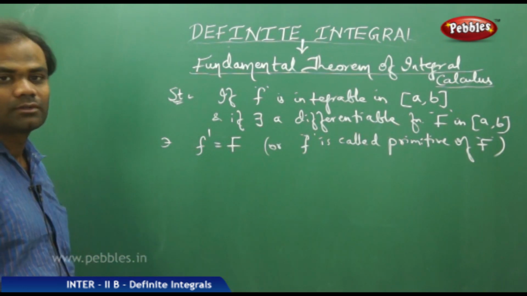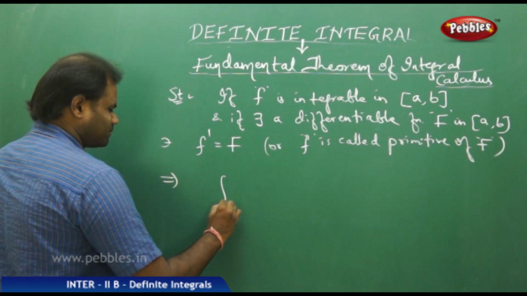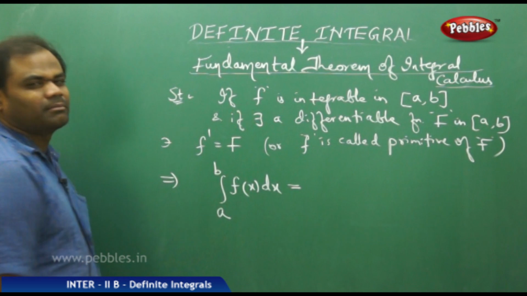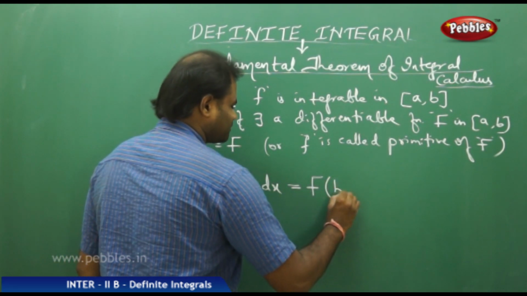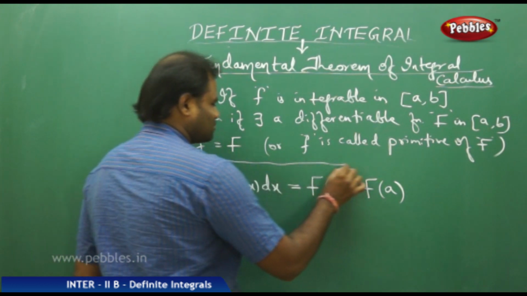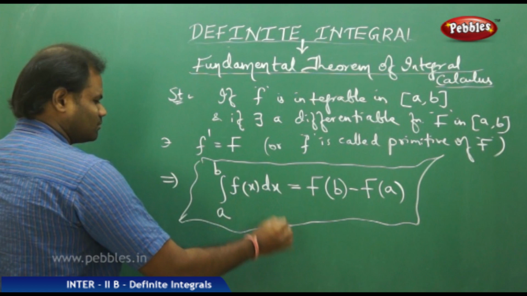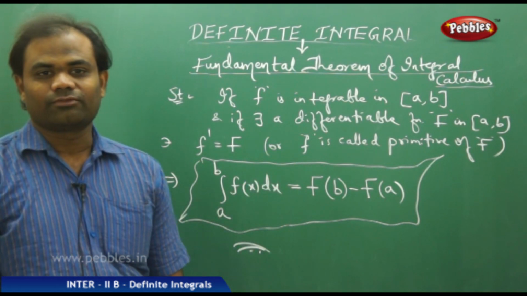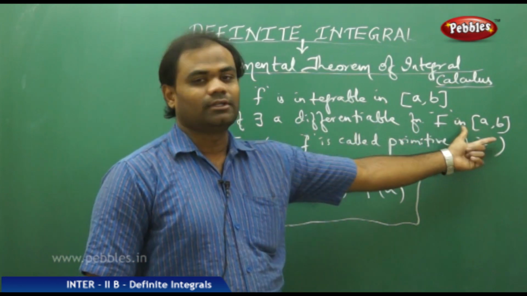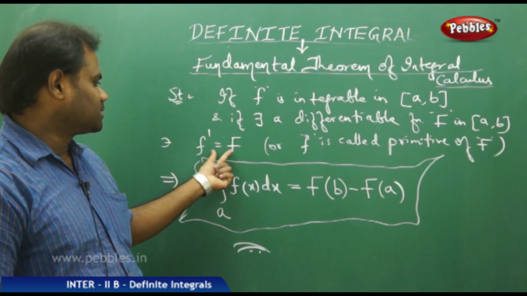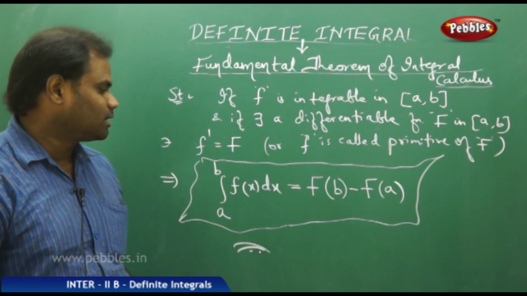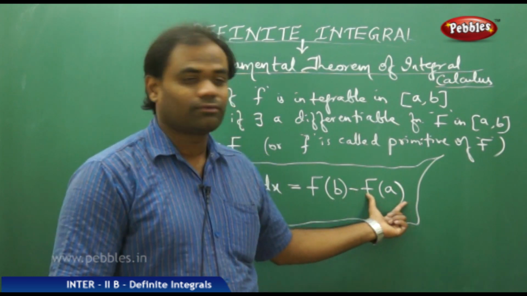Then in this case we say the definite integral from a to b of f of x dx is given by the formula F of b minus F of a. This is how we define the fundamental theorem of integral calculus, which is connected with the integrability of f and differentiability of capital F in the closed interval [a, b]. Then we say F dash is f, f is called the primitive of F, and we have the integral from a to b of f of x dx is F of b minus F of a.